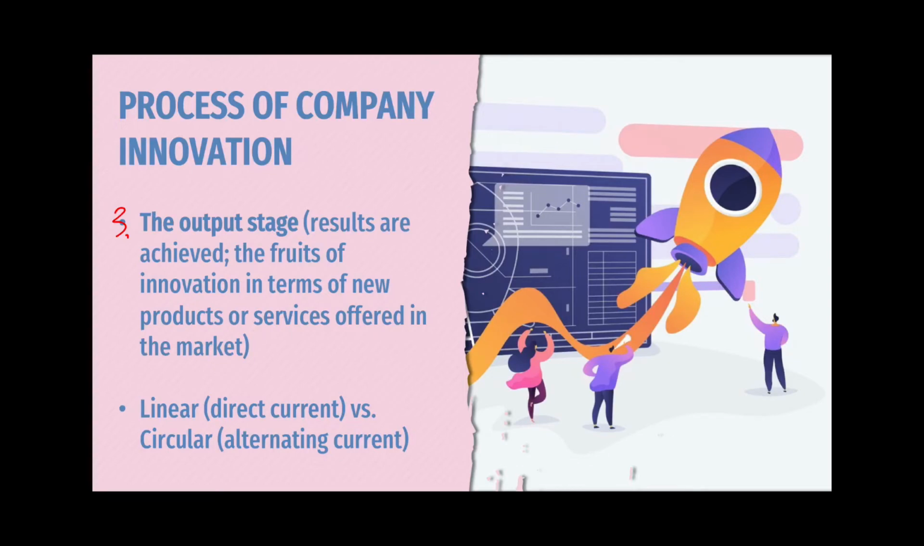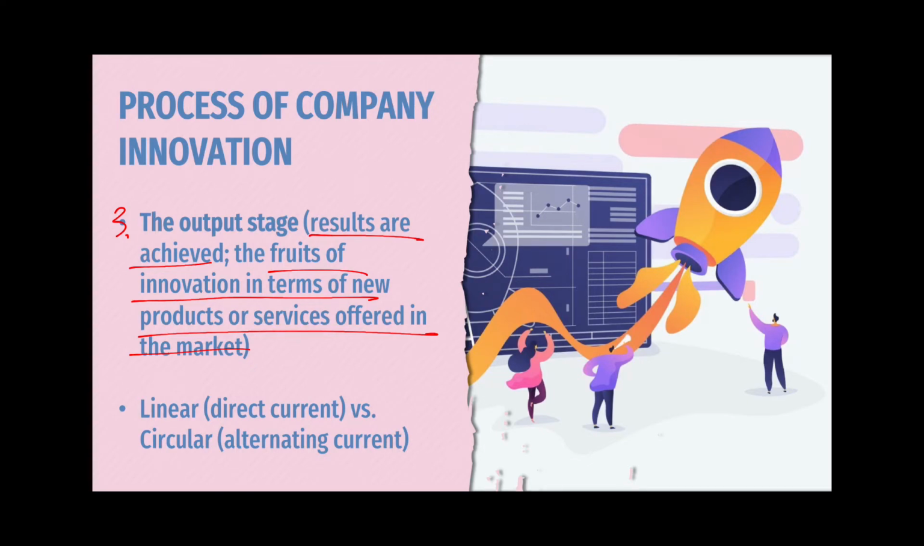And number 3 is the output stage, wherein the results are achieved and the fruits of innovation in terms of new products and services are already offered in the market, and it's already adopted by your consumers. So this is where the money is already coming in, where people are already consuming the products or the services that you have innovated. After the throughput stage, after all of the partnerships with suppliers for you to be able to construct them, the output stage is now when you get the fruits of the innovation that you have done.